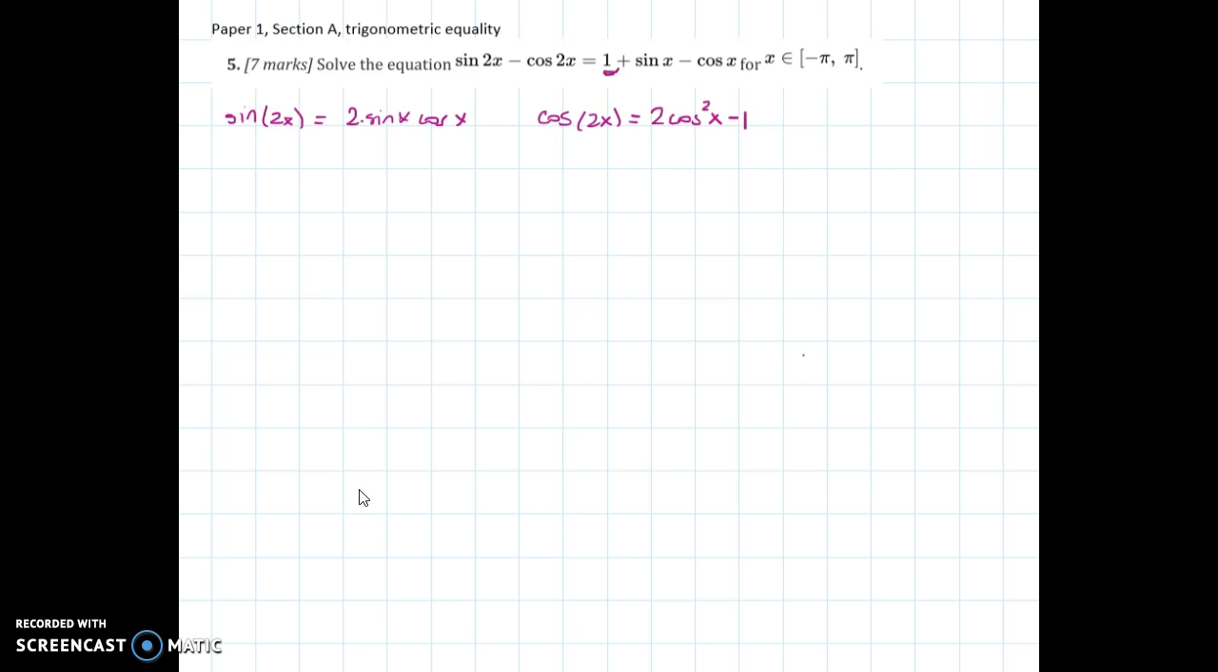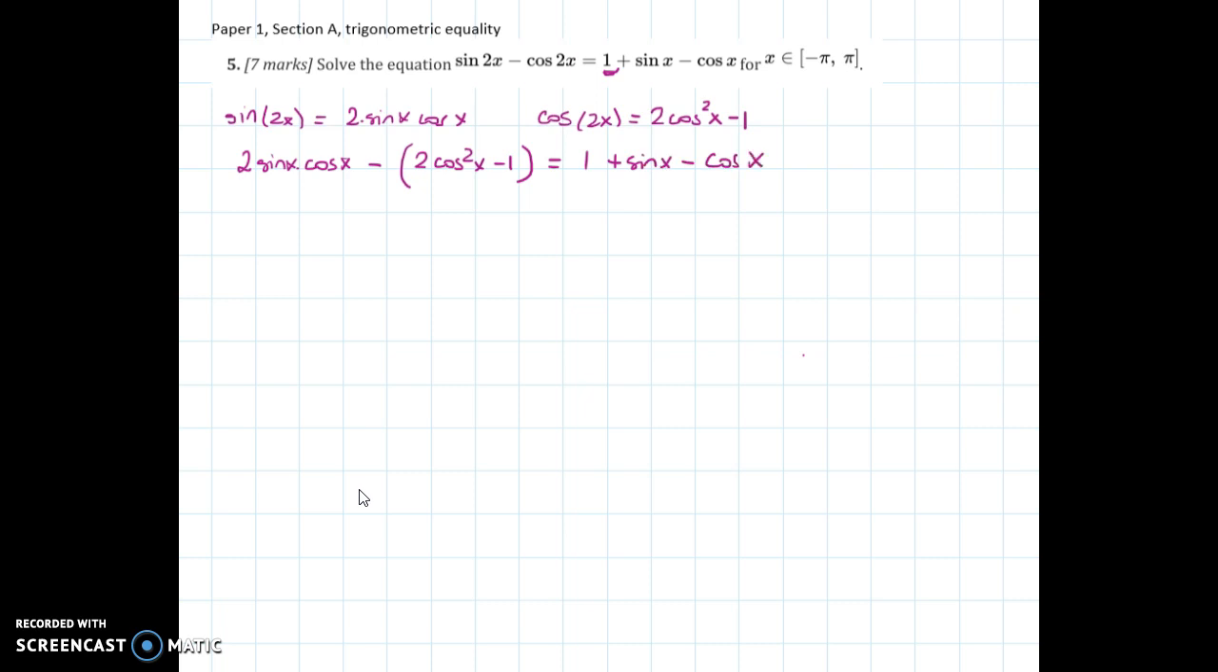So what we are doing, first of all, is substitute the double angles for just things in terms of sine of x and cosine of x, and simplify that expression a little bit with cancelling of a 1 that is summing over there. So we have 2 times sine of x times cosine of x minus, I'll use brackets, 2 times cosine square of x minus 1. This is equal to 1 plus sine of x minus cosine of x.